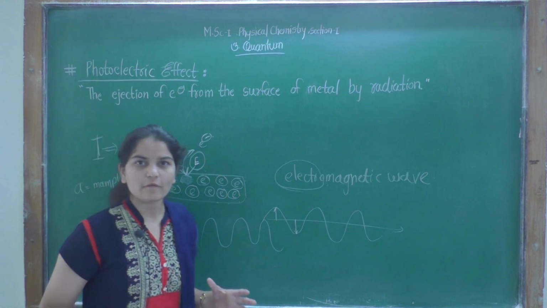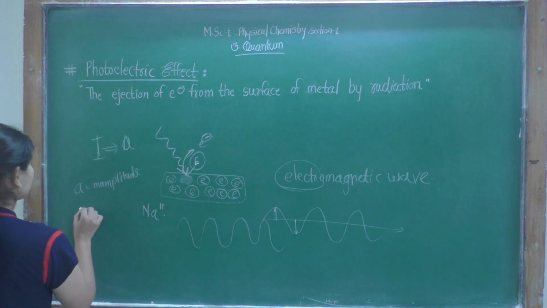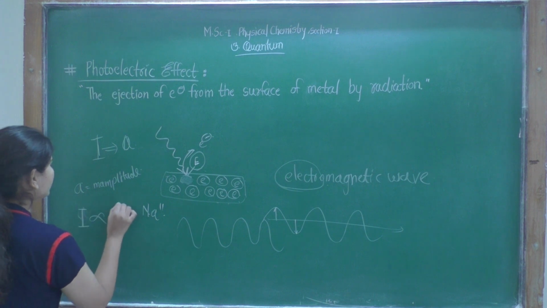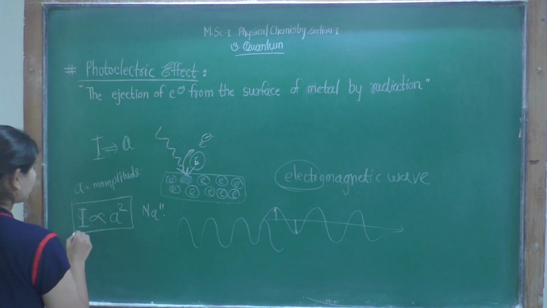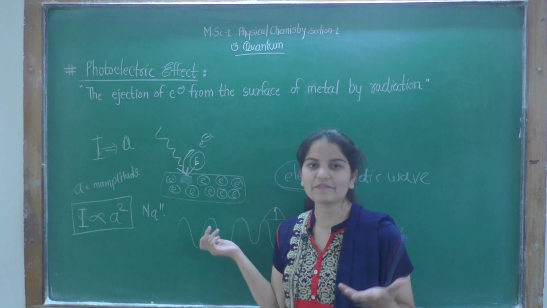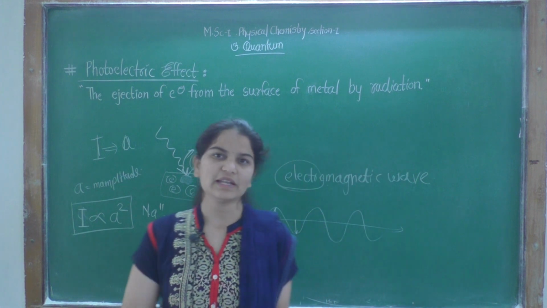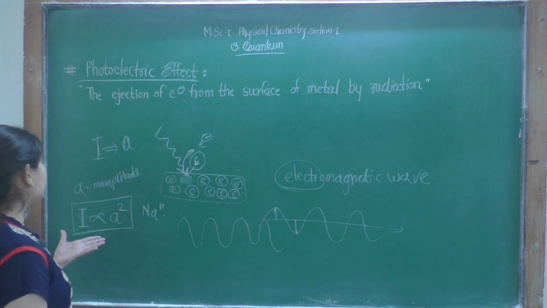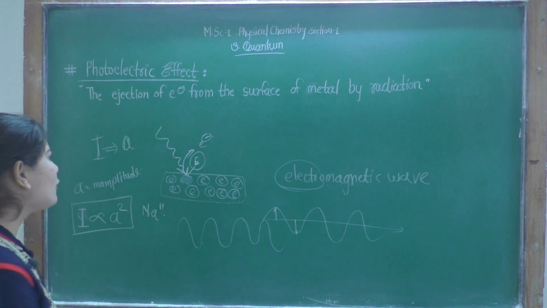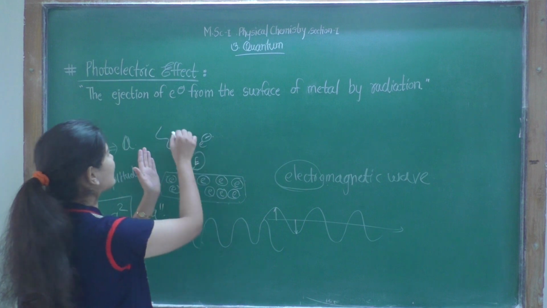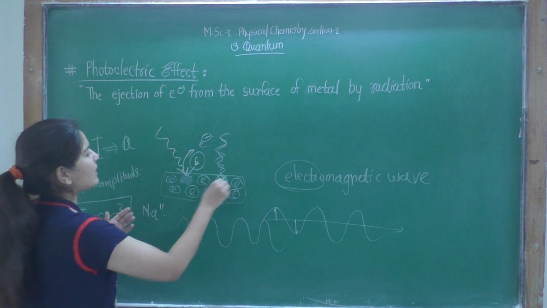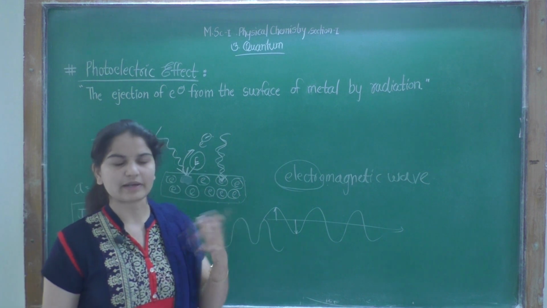For any radiation, what is the value of amplitude? See, for any radiation, I is directly proportional to A squared. I is directly proportional to A squared for any wave, right? So for any wave or any radiation, its intensity is directly proportional to the square of its amplitude. Now what happens when this radiation hits the metal surface? It contains some electric field around it, right?